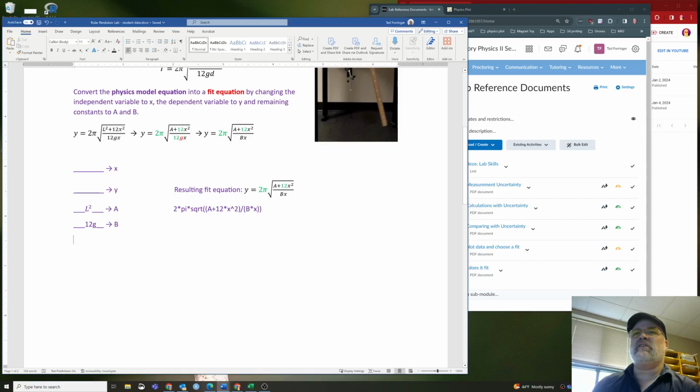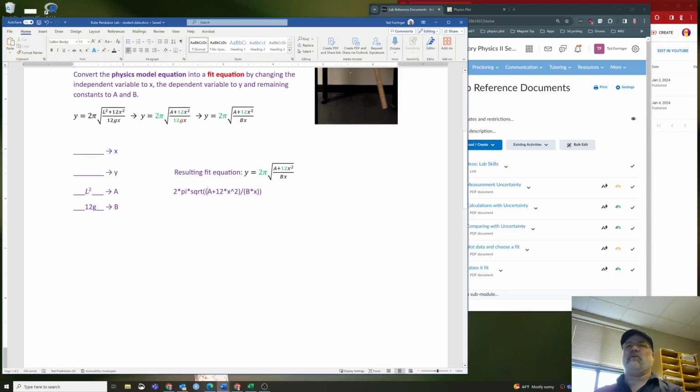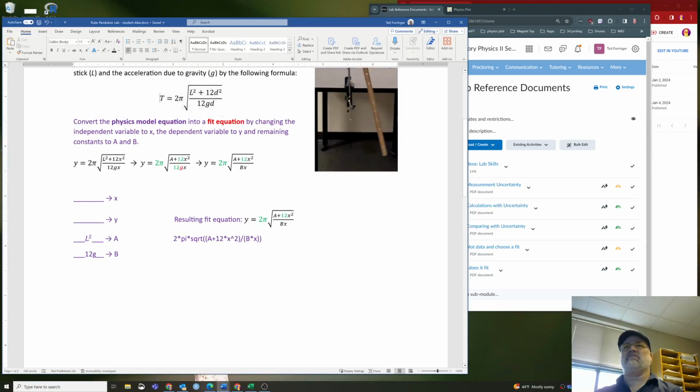So it's important in the computer, you have to put in a star for multiplication. You have to use a caret for exponents. You have to use parentheses when you're making a big fraction. If you've got a complicated fraction, make sure you put the denominator of the fraction inside a set of parentheses. Make sure you put the numerator of the fraction inside of a set of parentheses. Okay, so this is how we create our fit equation from the physics equation.